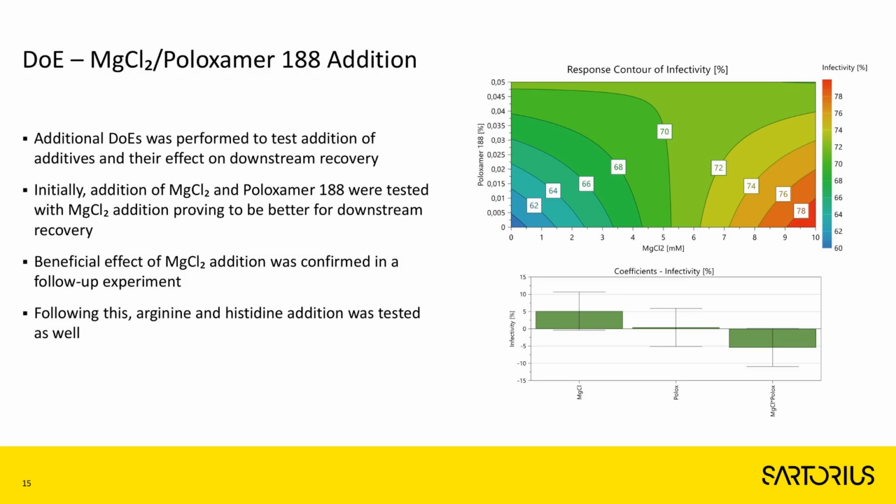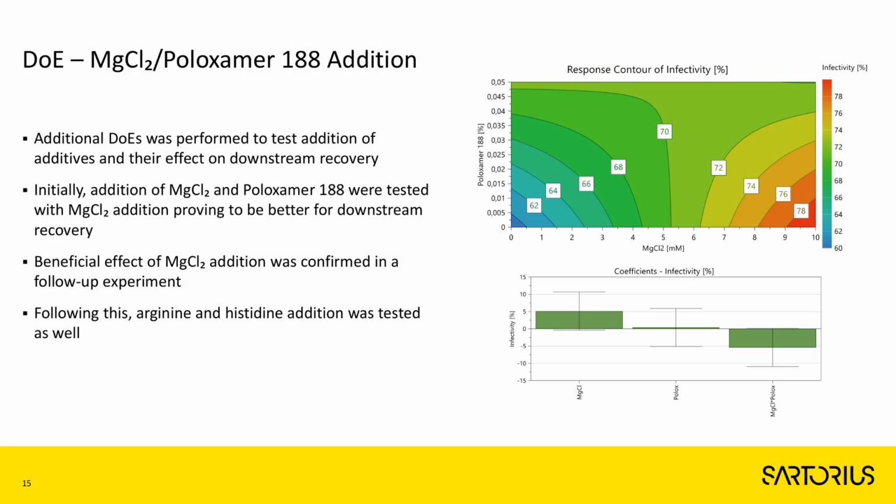So the first DOE was performed for the addition of magnesium chloride and poloxamer 188. So the results, as you can see on the right, if you look at the coefficients plot, what we can see is that the addition of magnesium chloride seemed to have a beneficial effect on the downstream process recovery, while the addition of poloxamer didn't seem to be significant. The addition of both magnesium chloride and poloxamer, however, seemed to have a negative effect on the downstream process recovery.